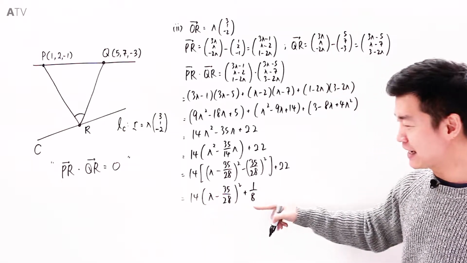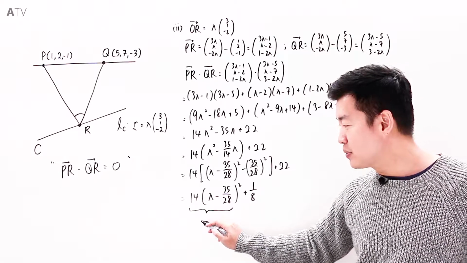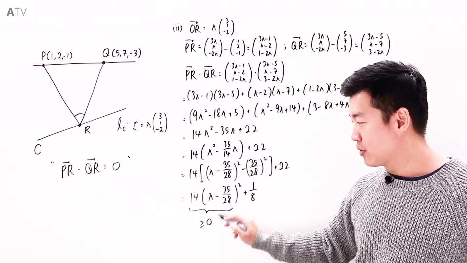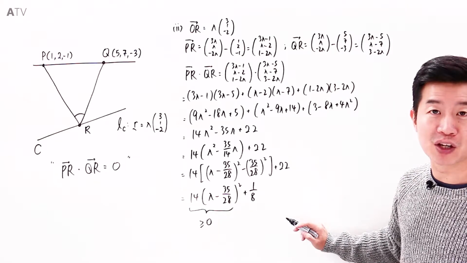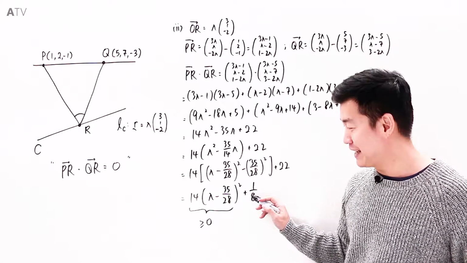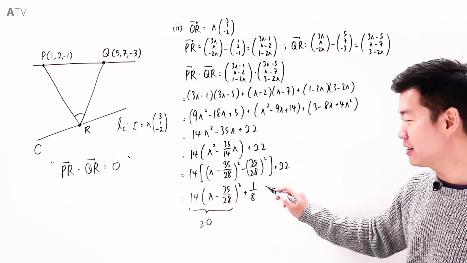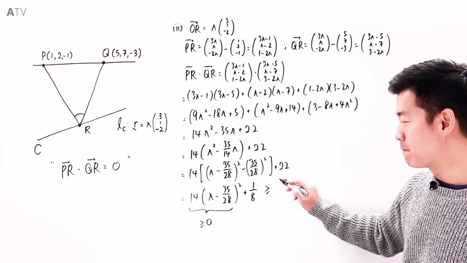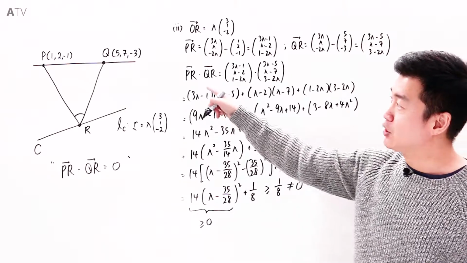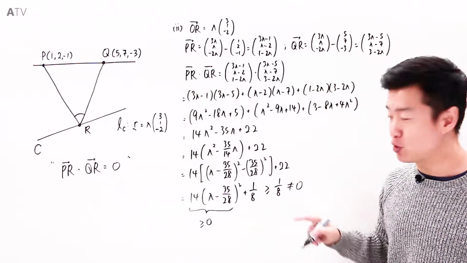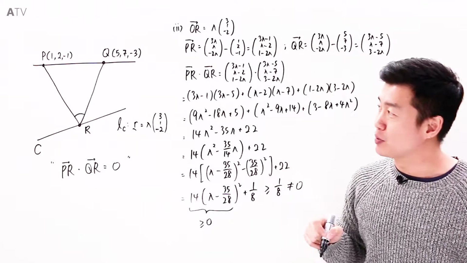And now let's analyze this expression over here. Can you see that this entire expression here will always be bigger or equal to 0? Because this is going to be bigger or equal to 0 times 14. It will make this entire expression bigger or equal to 0. Then we are going to plus 1 over 8 to this entire expression, which means that this entire expression here is going to be bigger or equal to 1 over 8, which makes it impossible for it to be equal to 0. That is why it is not possible for PR dot QR to be equal to 0, which means that it is not possible for this angle here to be 90 degrees.